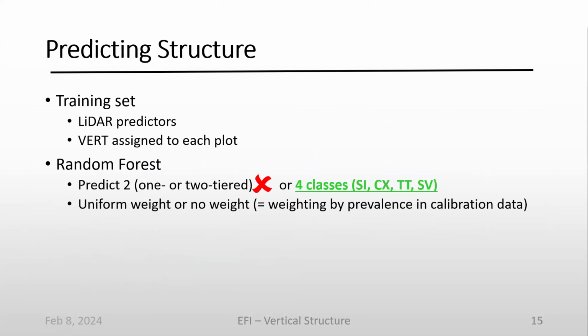So we predicted the 4-class system, not the 2-class system. But there was also that issue of over predicting the more common conditions and under predicting the less common conditions. So we wanted to investigate whether we should be weighting our calibration plots.